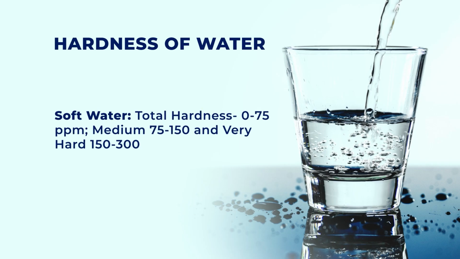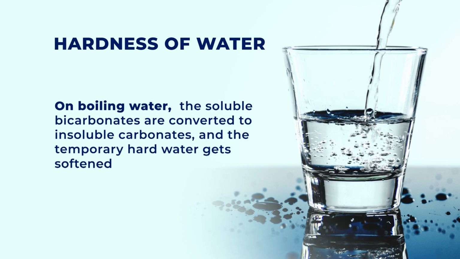Soft water, if it is less than 50, is very good. Normally up to 75 is the limit. Medium soft is 75 to 150, and very hard is 150 to 300. On boiling the water, the soluble bicarbonates are converted into insoluble carbonates, and the temporary hard water gets softened.